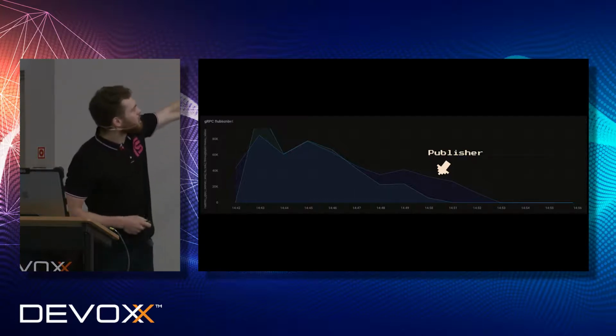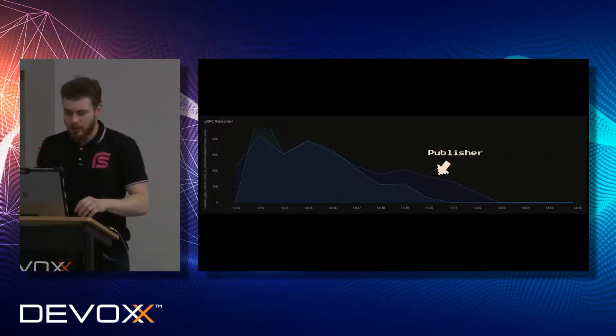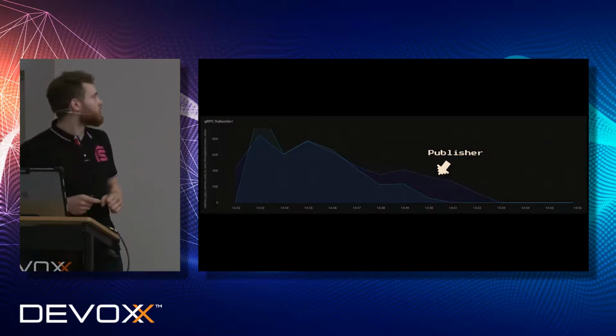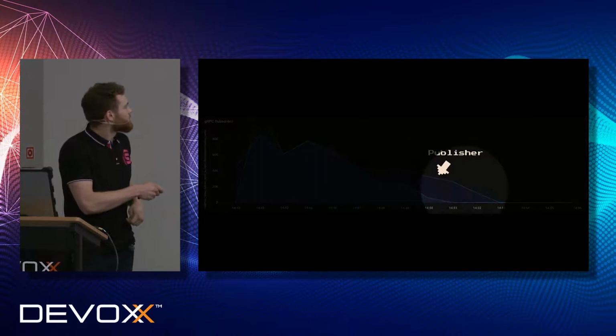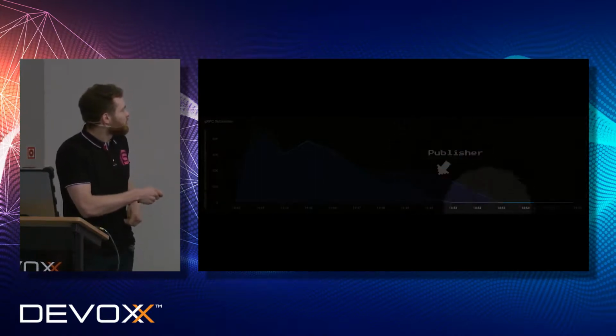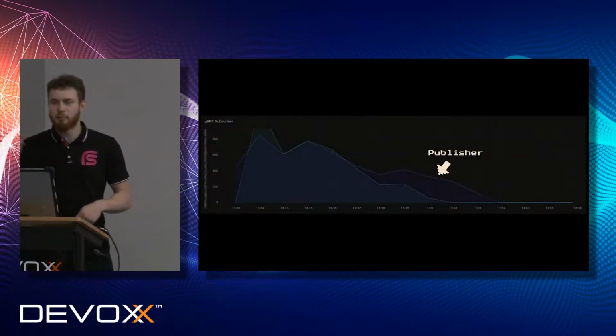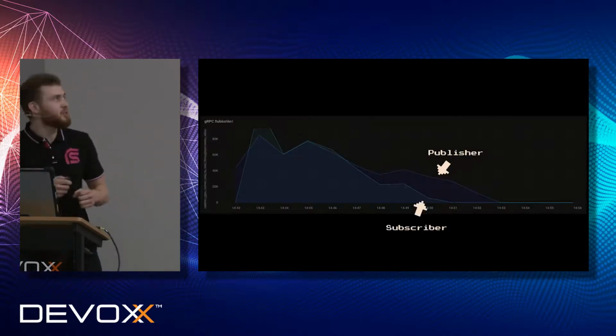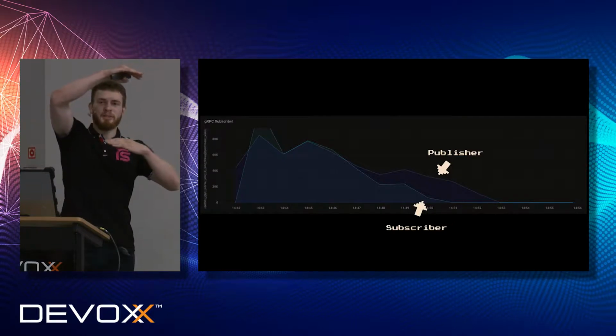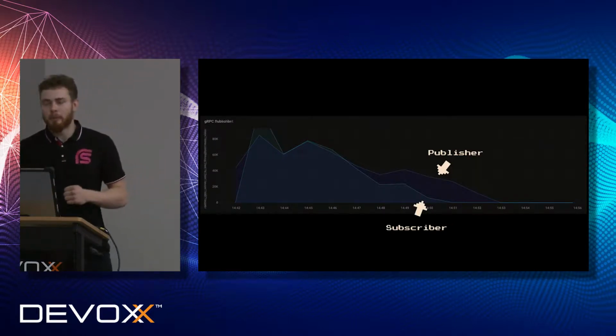It's a little bit unclear what's going on on my screen, and unfortunately I can't make it a little bit lighter. But anyways, there are two curves here, and the top one is publisher throughput. The bottom one is subscriber throughput. And as you can see, there is some gap. There is some over-throughput by our publisher.